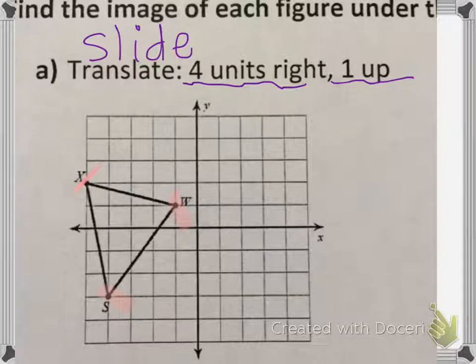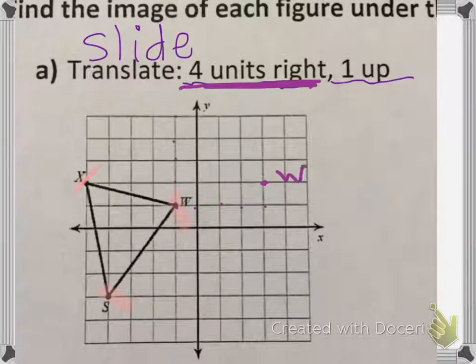So I'm going to take this W right here. I'm going to move it up 4. 1, 2, 3, 4. Oh, it didn't say up 4. I'm sorry. Let's get this straight. I'm going 4 right and up 1. So I'm going to go 4 right. So 1, 2, 3, 4, and up 1. So this is my new point right here for W.